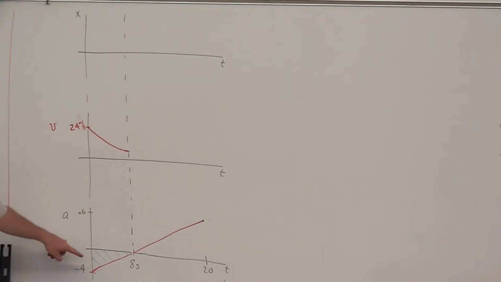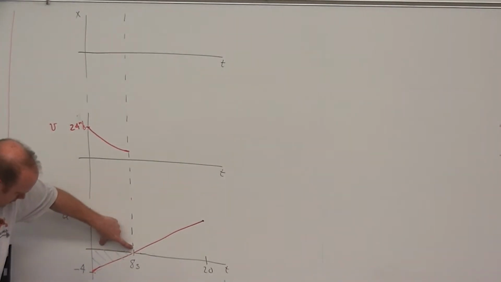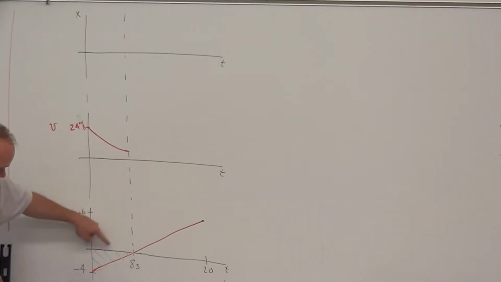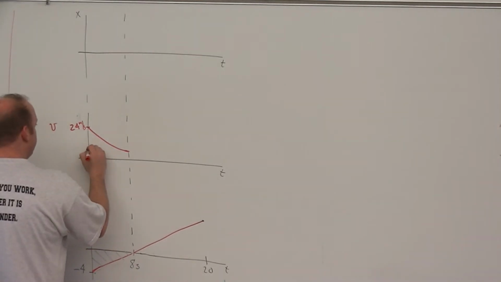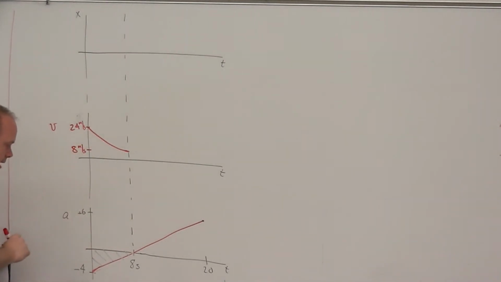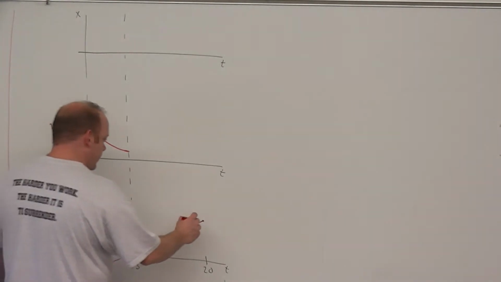So now, what is the area of this? This is a triangle. I've got 8 along here, 4 along here. The area of that triangle, 8 times 4, 32. Take 1/2, 16. So this has to drop off to 8 meters per second. Okay. If it's below 0, you take away. If it's above 0, you add.